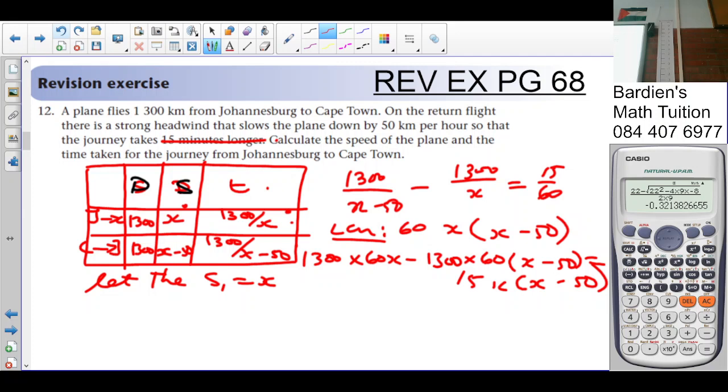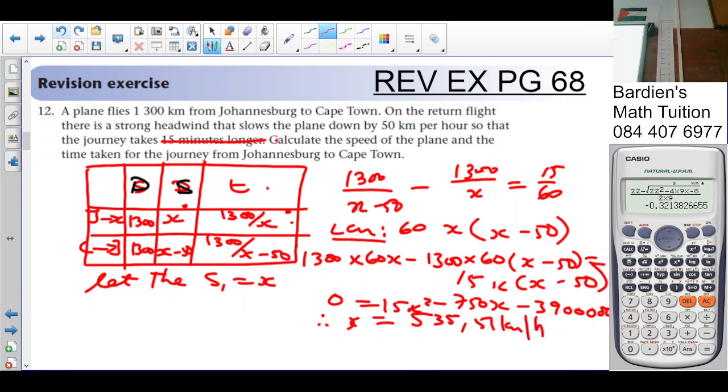After simplifying, you should get 0 equals 15x squared minus 750x minus 3912123. So therefore, in your quadratic formula, x is equal to 535,51 kilometers per hour, or negative 485.51. Of course, it can't be negative. Not so. So that is the speed from Johannesburg to Cape Town.